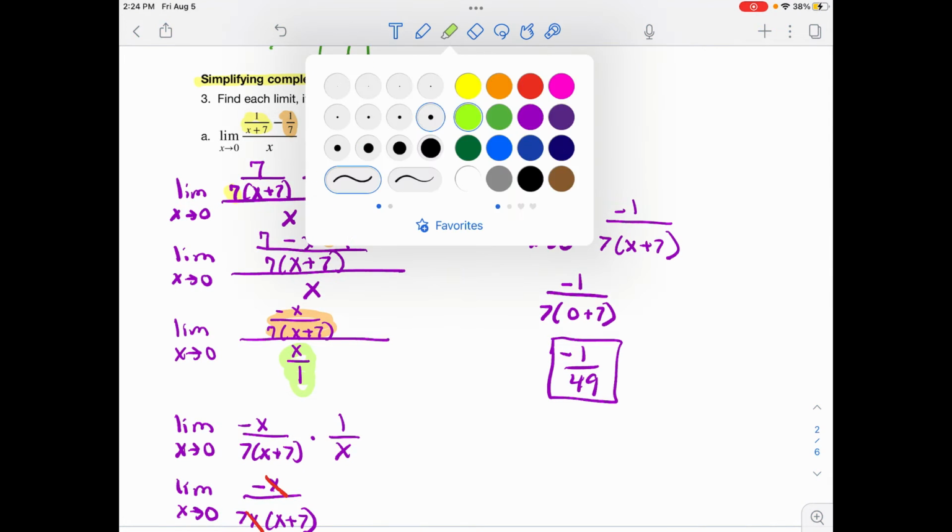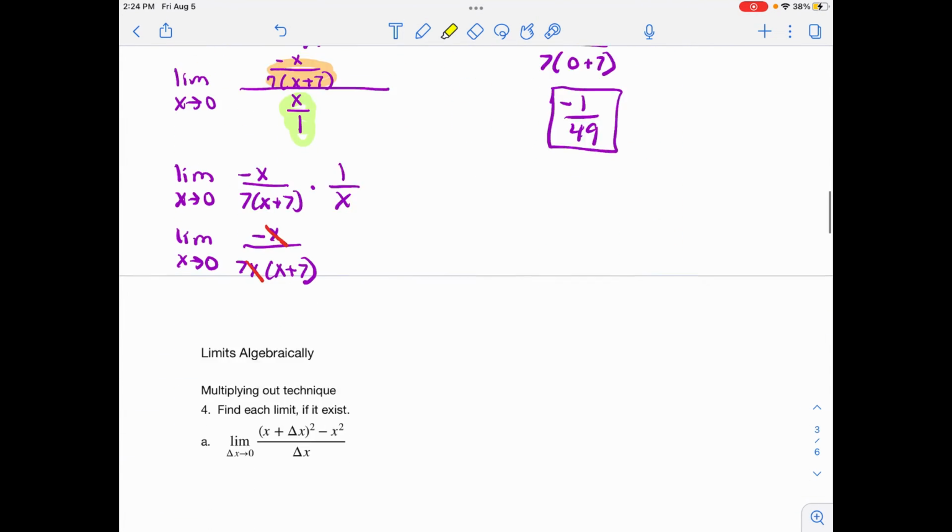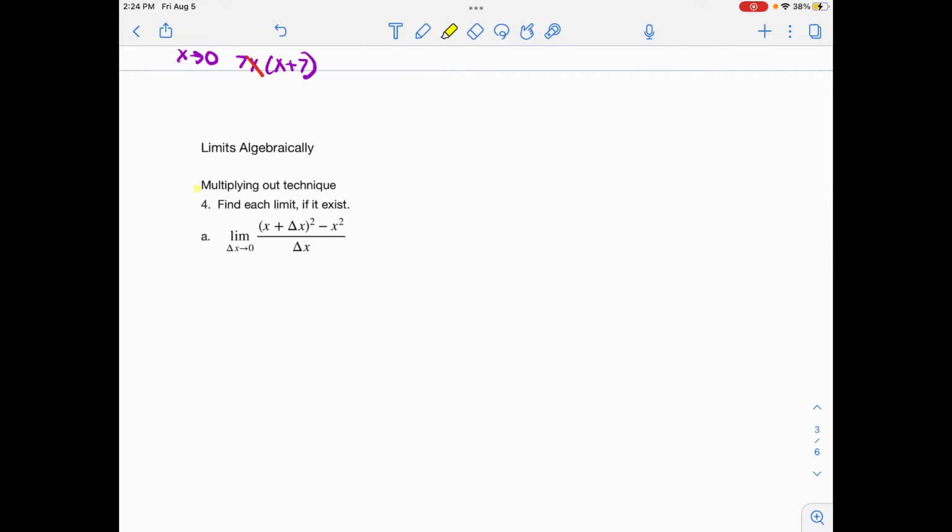All right, now we're going to look at our next technique, our fourth technique, which is called the multiplying out technique. We'll use this when you see terms that cannot be factored, but you could maybe break them down. You could try the factoring technique, so this sometimes could work, but not here. We're going to try what's called the multiplying out technique. Now, I purposely use this unusual notation on this problem because it might be something that you're not used to. As you can see here, we have our variable as delta x.